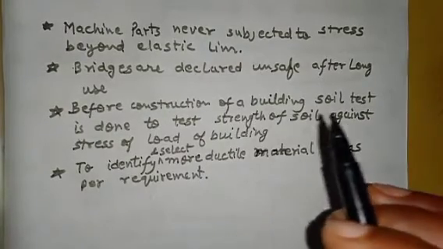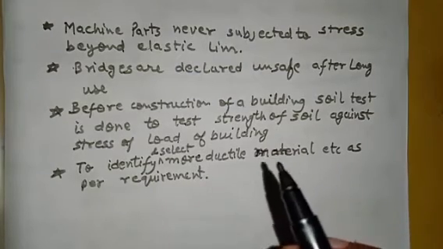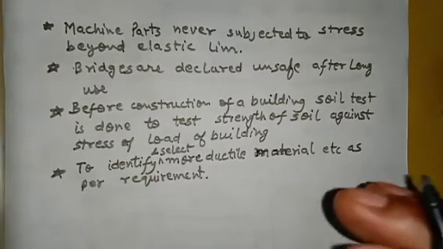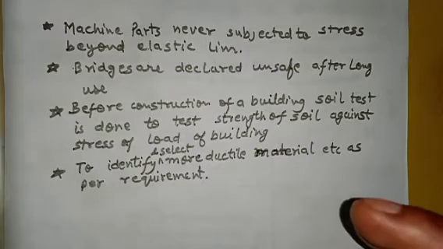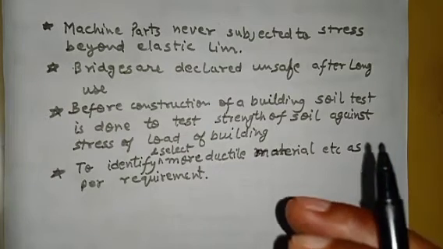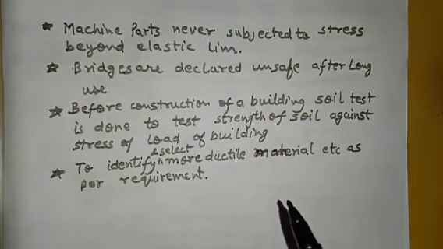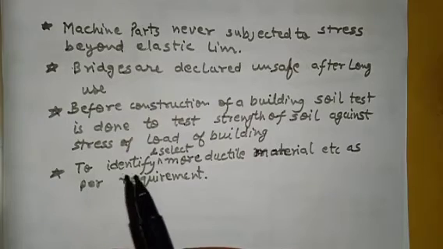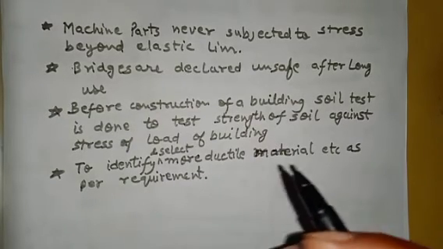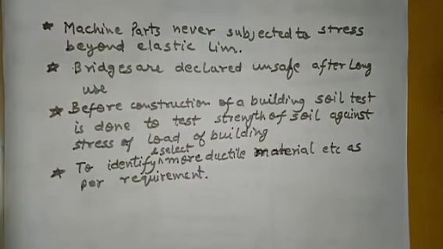Before construction of a building, a soil test is done to test the strength of soil against the stress of the load of the building. After the soil test, it is confirmed how many floors and what material could be beneficial for that building. And there is also identifying and selecting more ductile material as per requirement. We know the stress strain graph, on the basis of that we can categorize material and select accordingly.